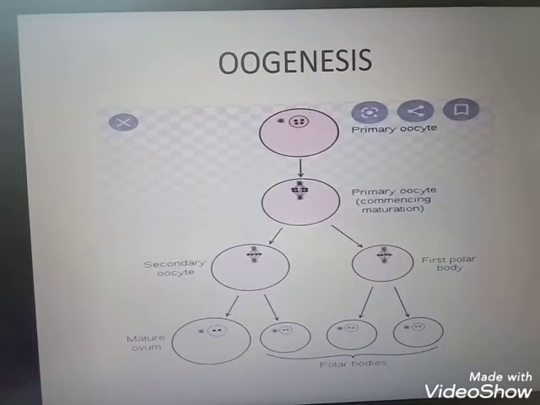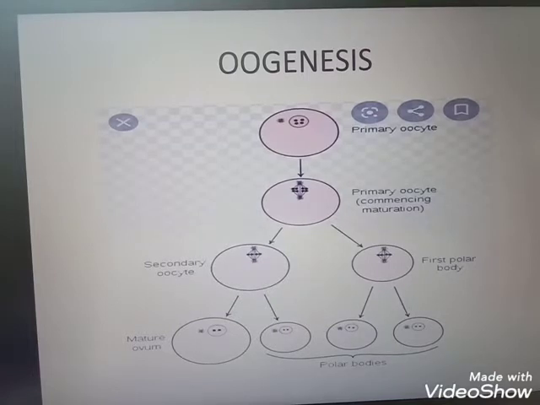So here we are discussing the topic oogenesis. Already in the previous period we discussed what is oogenesis: the process of formation of the mature female gamete, that is called the ovum. The process is known as oogenesis. Okay, and we discussed the steps that occur in oogenesis.